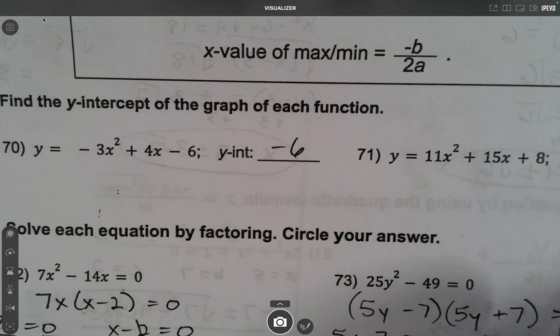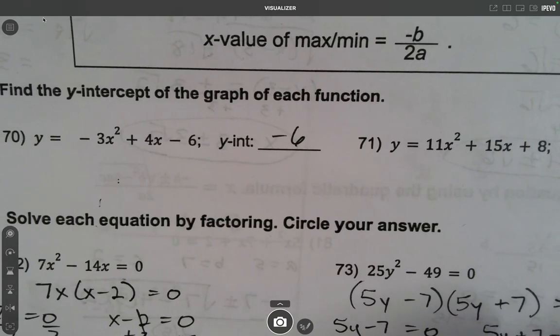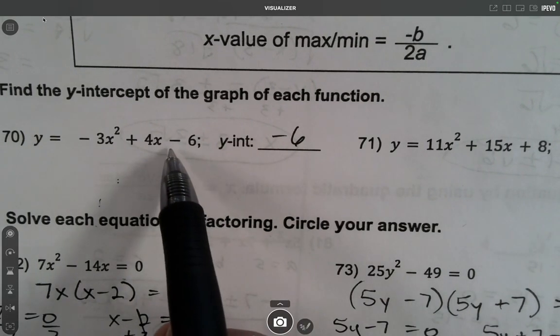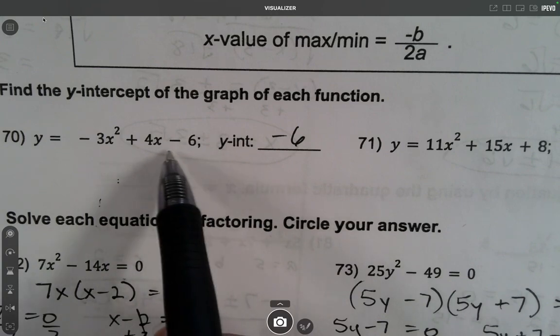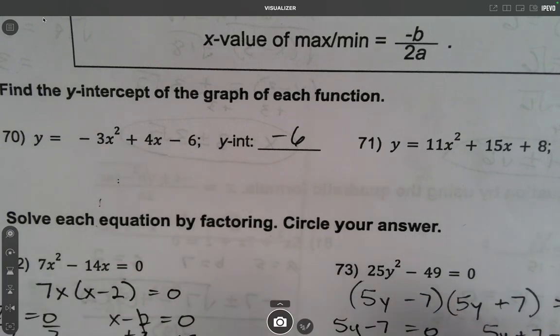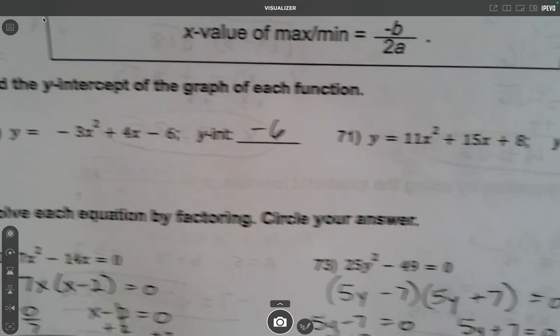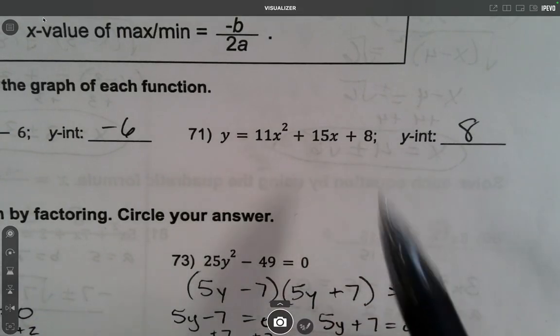It says find the y-intercept of the graph of each function. The y-intercept is the number that has no variables with it. It's the constant. So in this case, it's -6. Over here in this one, it is +8.